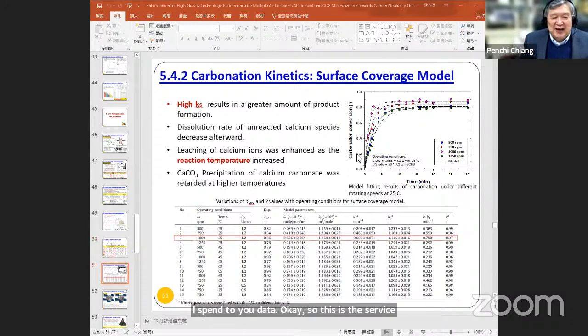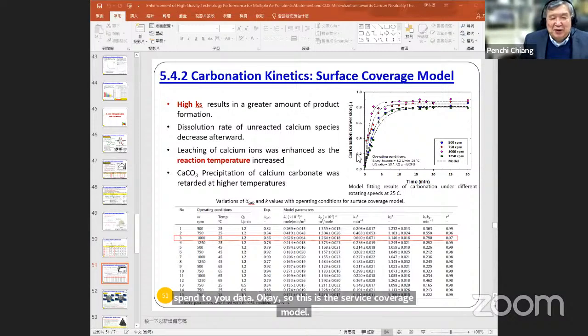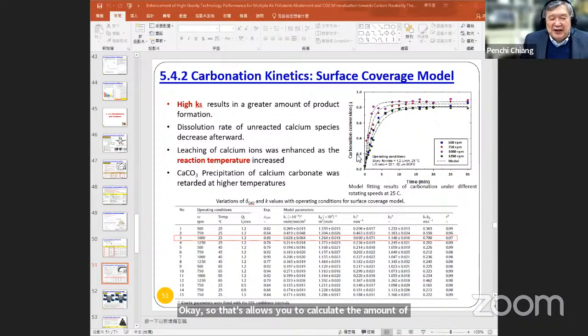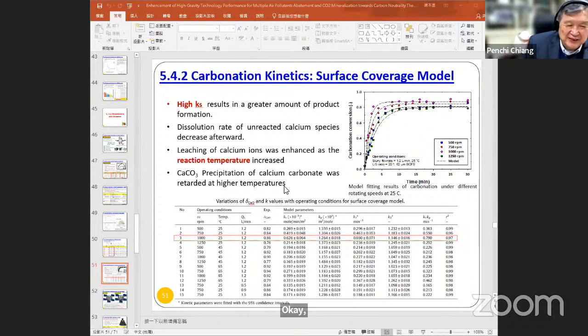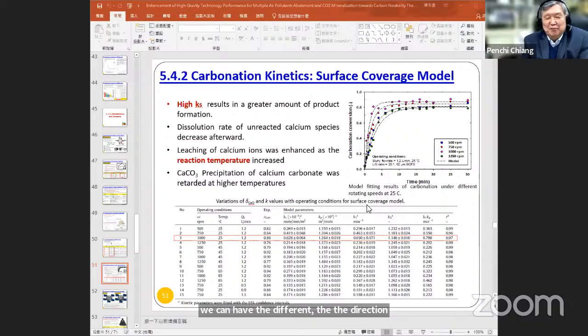That allows you to calculate the amount of carbon dioxide that really can be converted into calcite throughout the High-G process. So you can see lots of parameters under the different operating conditions. We can have the different reaction parameters based on the process chemistry and the surface coverage model as shown in here.